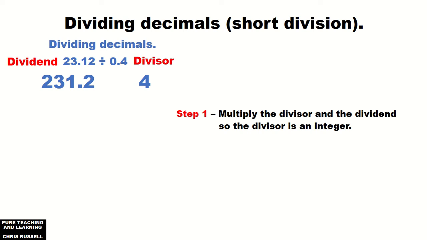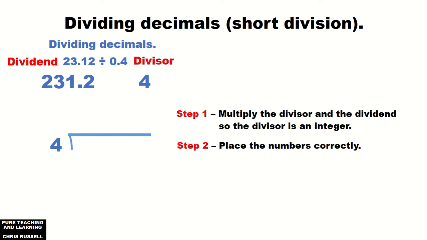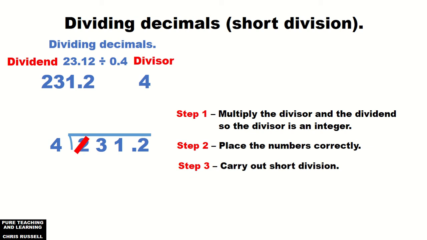So now we have 231.2 and 4. Step 2, place the numbers correctly. So the divisor goes on the outside, the dividend goes on the inside. And now we have to find our quotient. So how many 4s go into 2? And this process is known as short division.